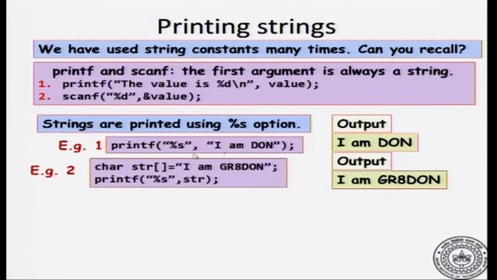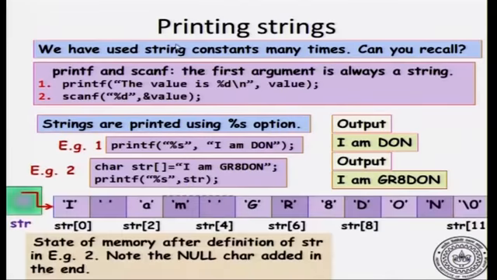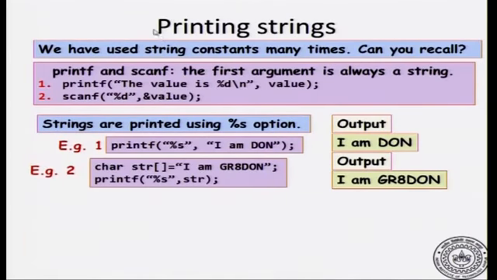Now what if I initialize a character array, character str open close square bracket, without specifying the size. I initialize it using a string constant I am down within double quotes. Then I print it using printf %s str. Will this work? The answer is yes, it will work, because C will consider this as a string constant, and it will print it using %s, and you will get the correct output.